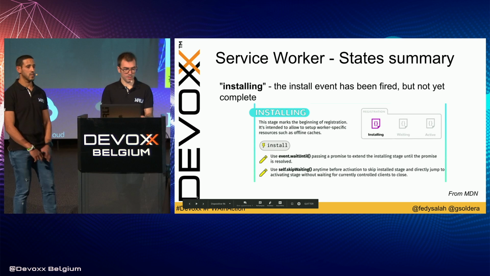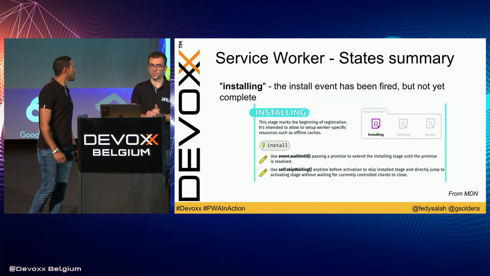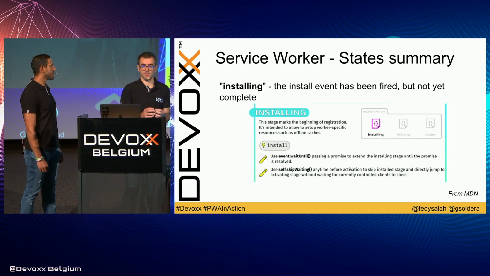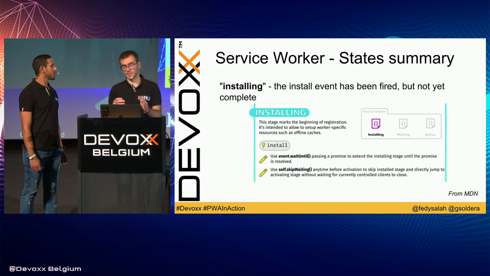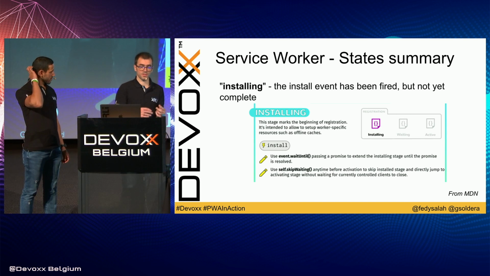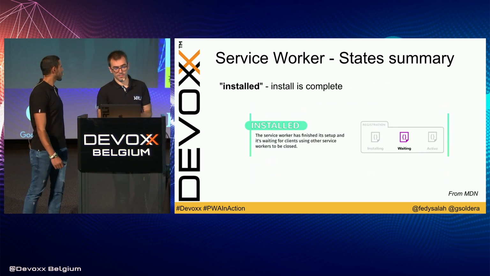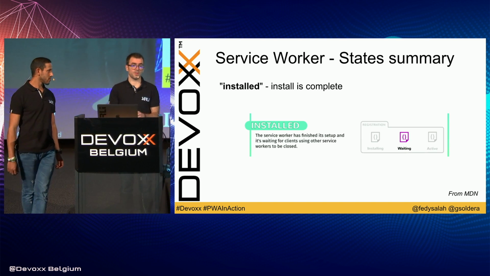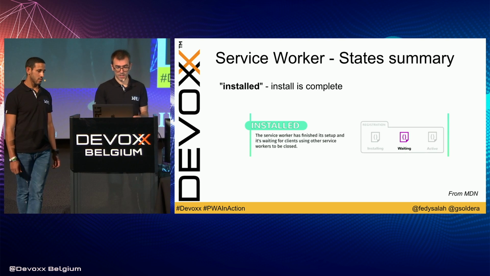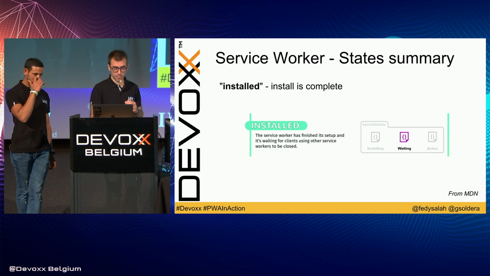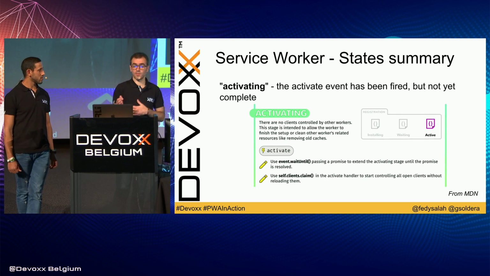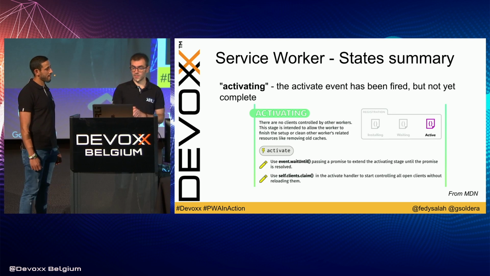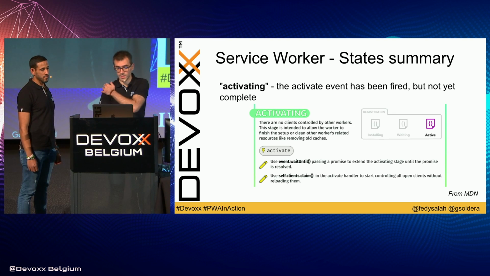So a little summary about service worker states. We have seen there is the installing state. It means the install event has been fired, but is not complete. Then you have the installed state. It's when the install phase is complete, and the service worker has finished its setup. Then you have the activating state. At this point, the activate event has been fired, but not yet complete.